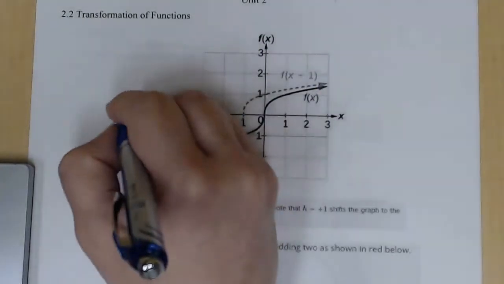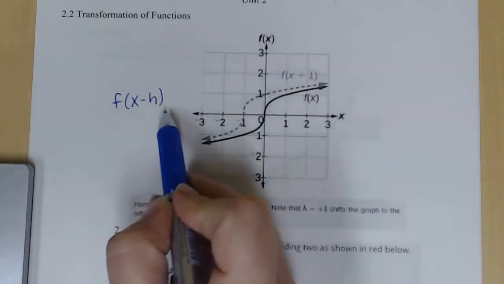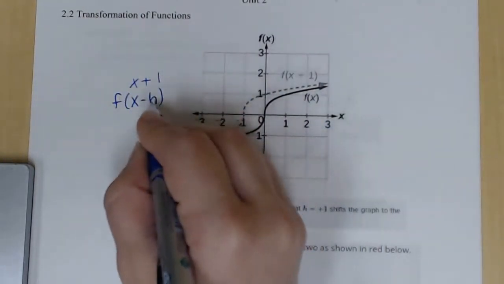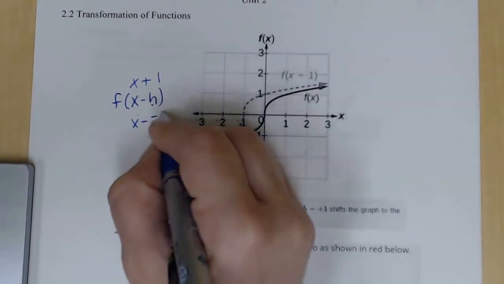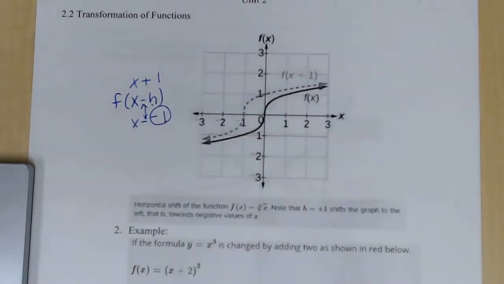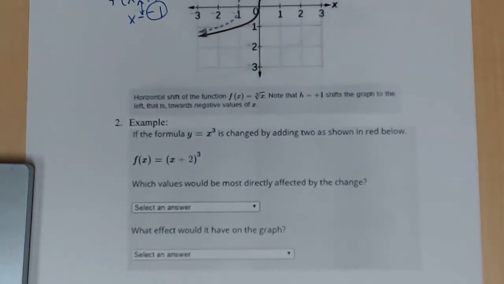And that goes back to, we looked at f(x − h). So if I'm looking at x + 1, the h value would be −1, because this negative comes from kind of our form. And so again, let's do an example of just what it's given.